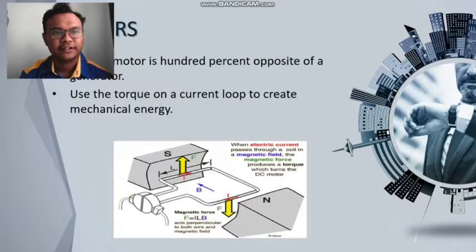Second is the motor. An electric motor is 100 percent the opposite of a generator. The motor uses the torque on a current loop to create mechanical energy. So we can see from the figure, when electric current passes through a coil in a magnetic field, the magnetic force F will produce a torque which turns the DC motor. The formula for magnetic force is F equals I, the current, L for length, cross B, the magnetic field, perpendicular to both wire and magnetic field.